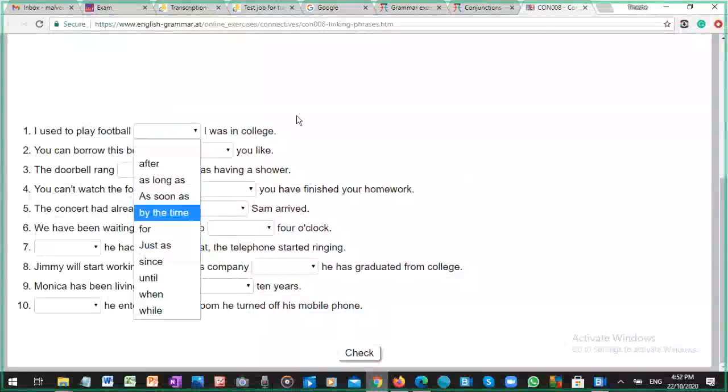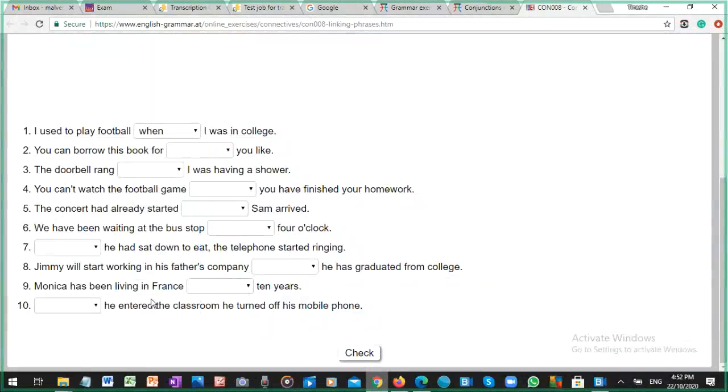After. All right, so let me help you out. When I was in college. That makes sense. Okay, teacher. So you would say, when Tim is now 20 years old, he can say, I used to play football when I was in school. Does that make sense? When I was in school. Okay.